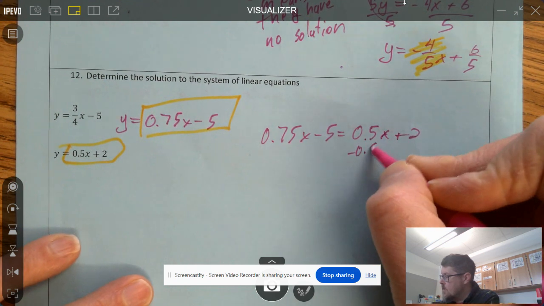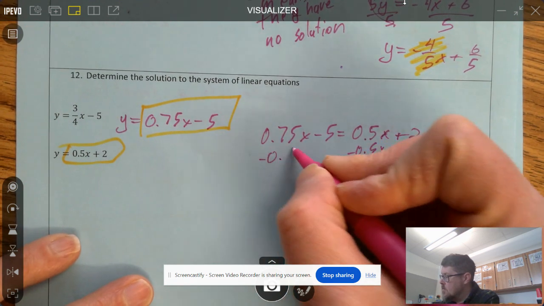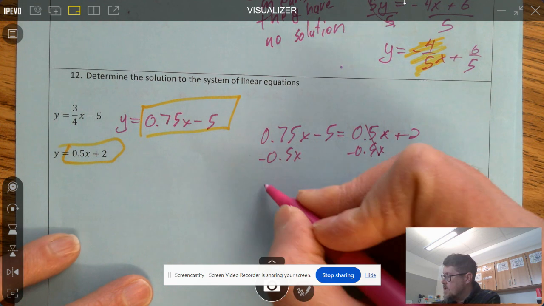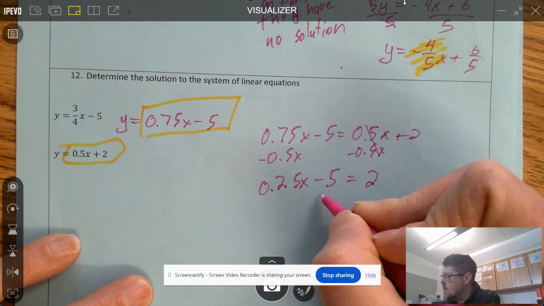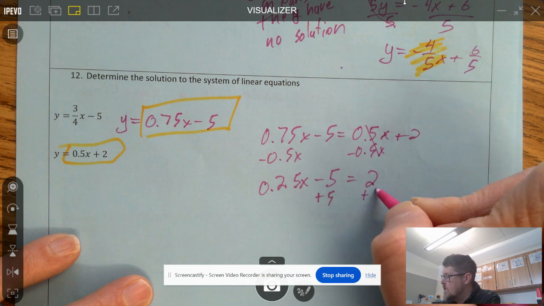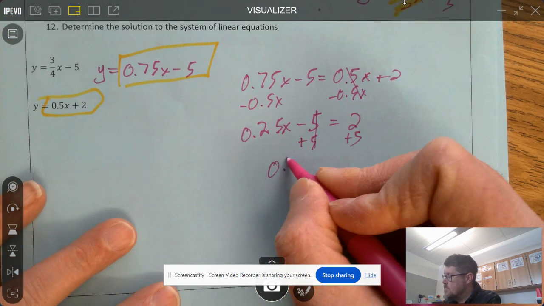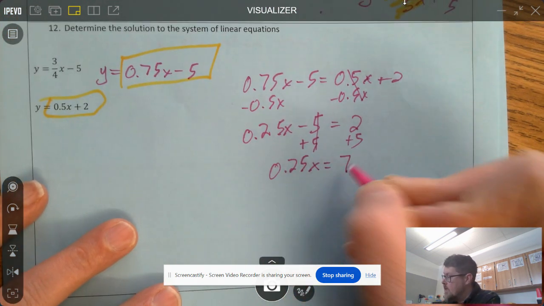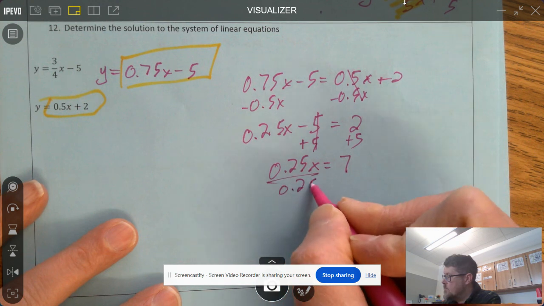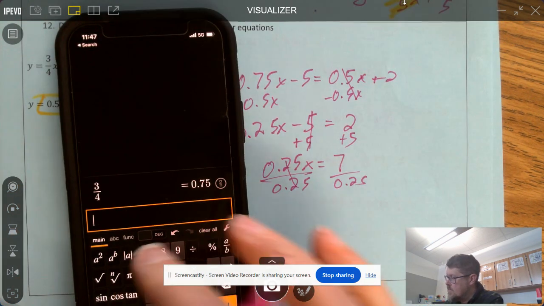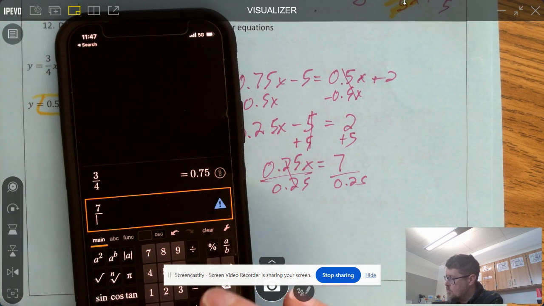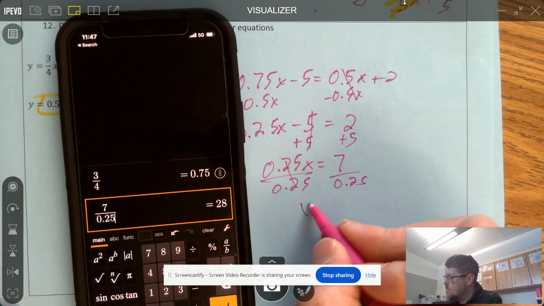I subtract here. Okay, that's going to get us 0.25x minus 5 equals 2. I add 5 to get to 7. And then I divide by 0.25 on both sides. Okay, make sure you're dividing by 7 on top. 7 divided by 0.25 gets you to 28.